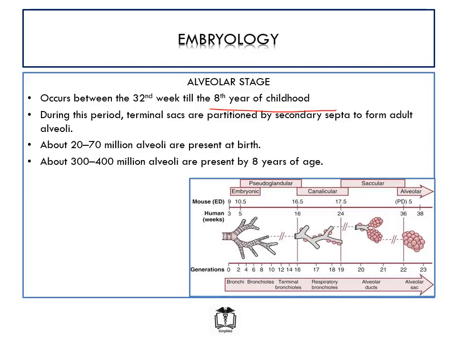During this period, we have the terminal sacs being partitioned by a secondary septa to form the adult alveoli. And then the number of terminal sacs and alveoli also increases from birth till the 8th year of life. Usually around birth, we have about 20 to 70 million alveoli present. At the 8th year of life, we have about 300 to 400 million alveoli present within the lungs.